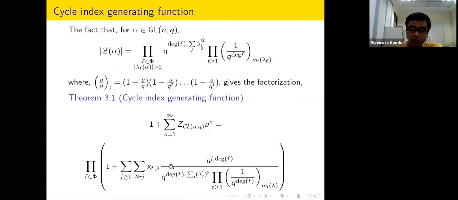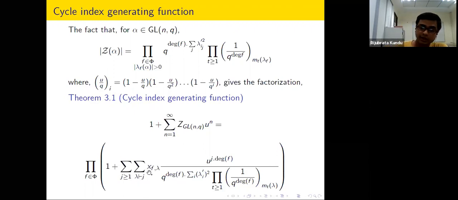So what we'll do is put x(f, lambda) equal to 0 if lambda is not the trivial partition of 1, because those are not the regular semisimple elements, so we'll not have to include that. And then we'll put x(f, lambda) equal to 1 when lambda is the trivial partition of 1. Now here you see, that means j has to be equal to 1, so this summation will vanish. And this is just running over a single term because it's just the trivial partition of 1.